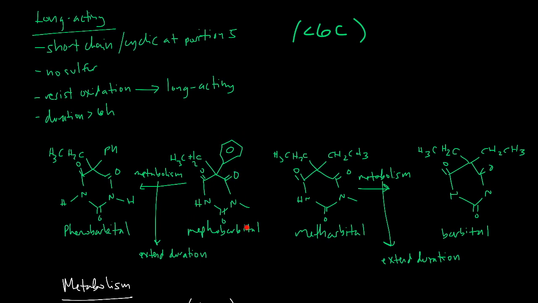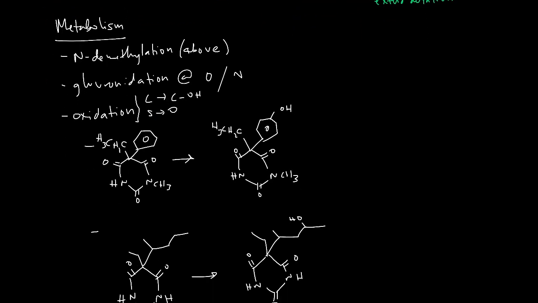Methylbarbital is metabolized to phenobarbital by N-demethylation. So you demethylate this nitrogen to hydrogen, and this extends the duration of action. Metharbital is metabolized by N-demethylation to barbital, which should have hydrogens. My bad. This extends the duration of action. In terms of metabolism, I already said that they can undergo N-demethylation, like I said above.